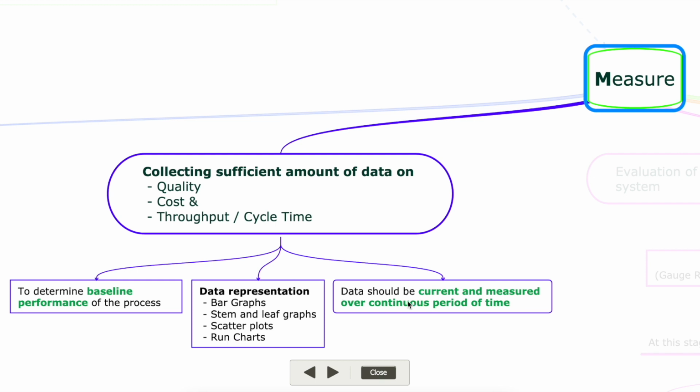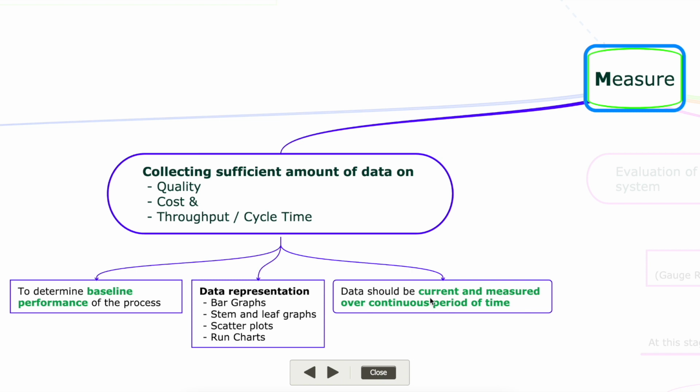And the data must be current, meaning in the present state. It must not be old or from the history of the company or history of the process, because when companies operate, they keep a log of the operations and the related data which is going on during the process. So we should not rely on the data from the history, but we should perform it in the present state, and it should be measured over a continuous period of time.